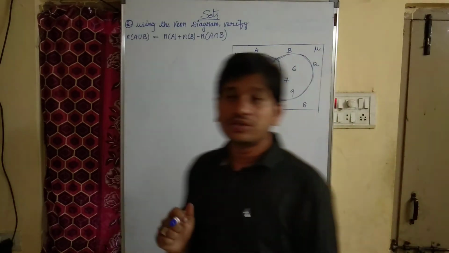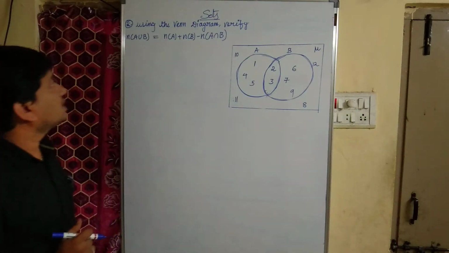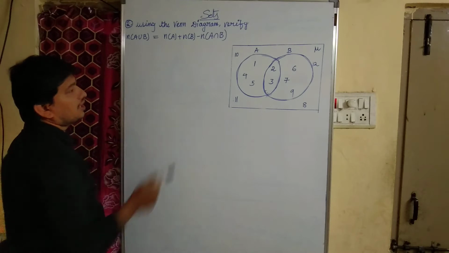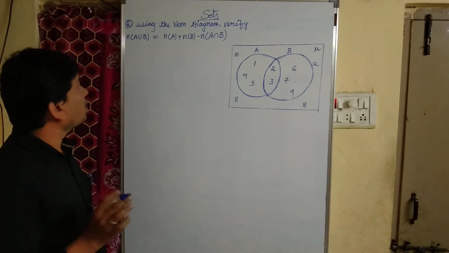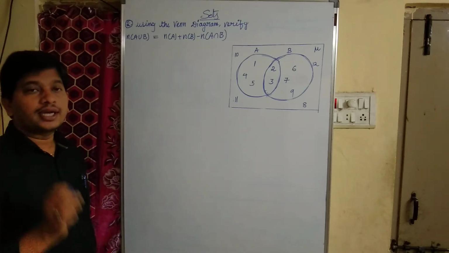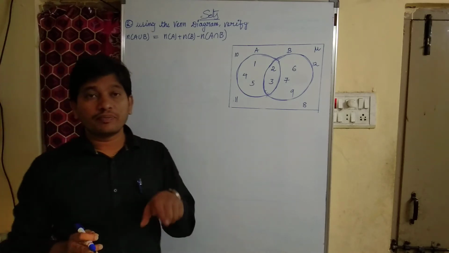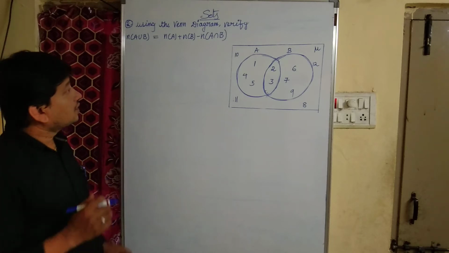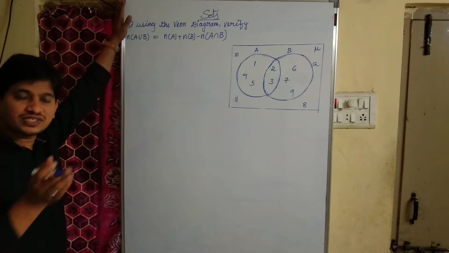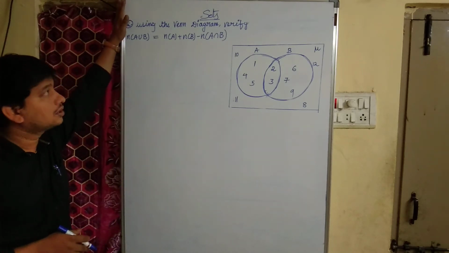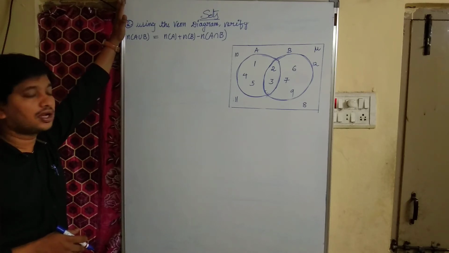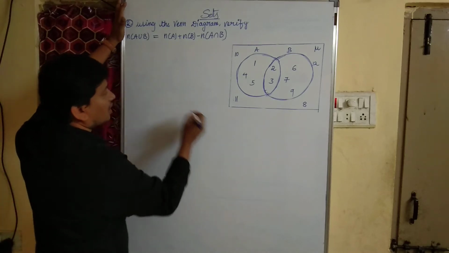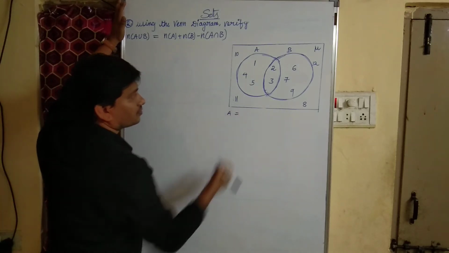Now coming to second question, using the Venn diagram, verify n of A union B equal to n of A plus n of B minus n of A intersection B. Now the same problem, the same method as we have discussed in the previous question. So let us find first of all what are the elements which are present in set A.